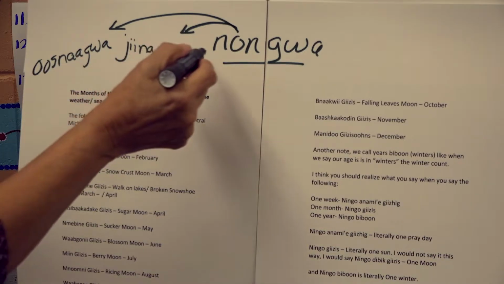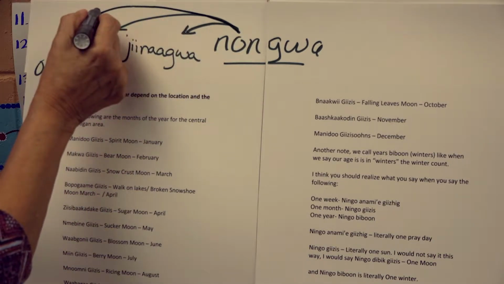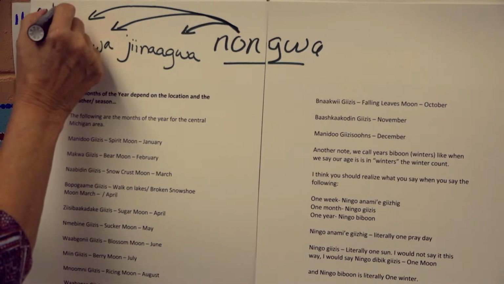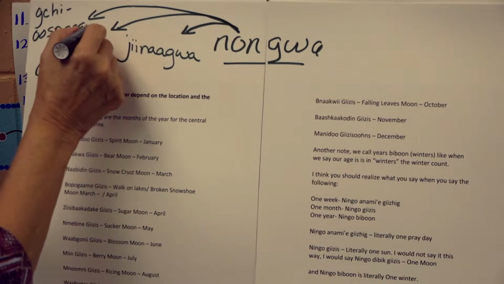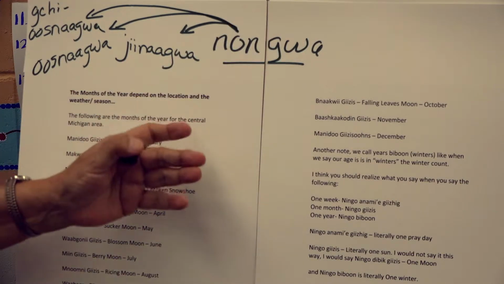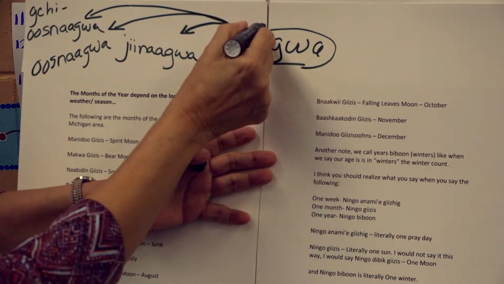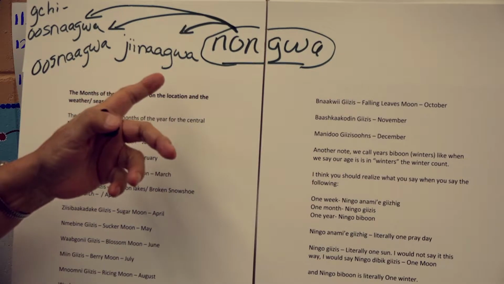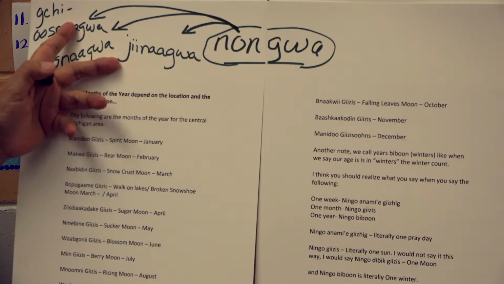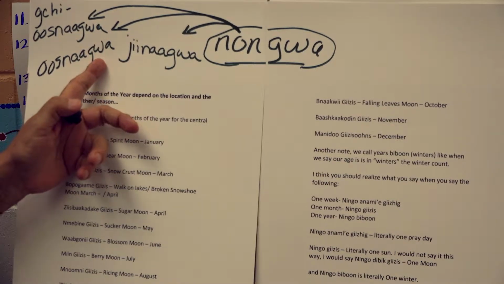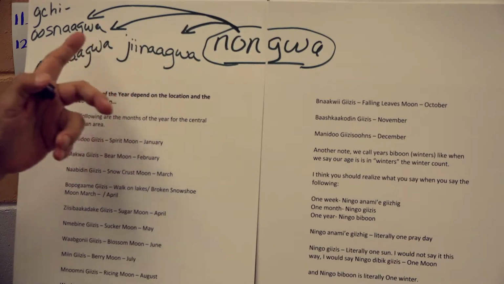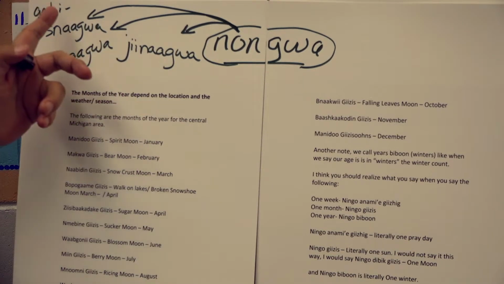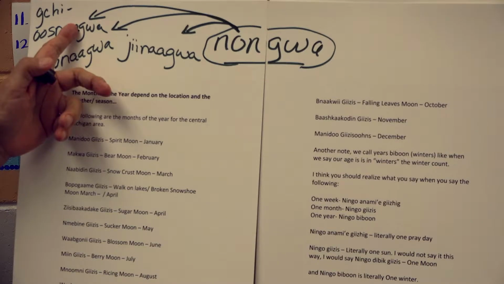Okay, so there's your 3 days. And then we had even another day from there. We had Chi-osnawa. So we have today, and from today, we have 3 days behind us. Okay, we have Chinagua, Osnagua, and Chiosnawa. So yesterday, the day before yesterday, and the day before the day before yesterday.